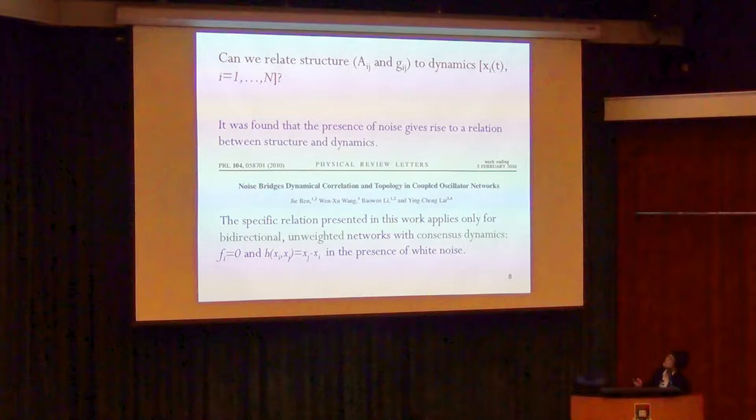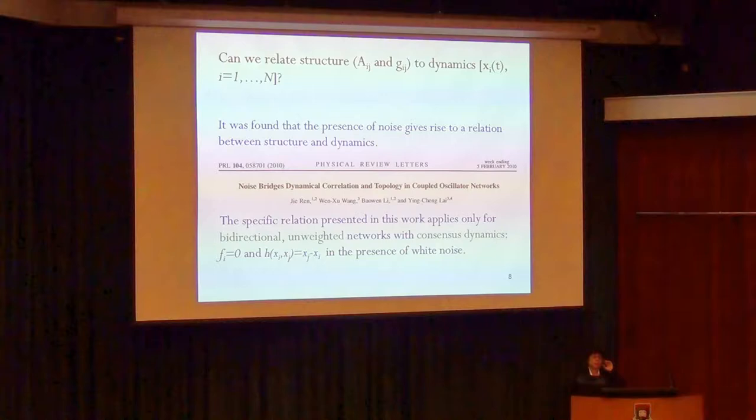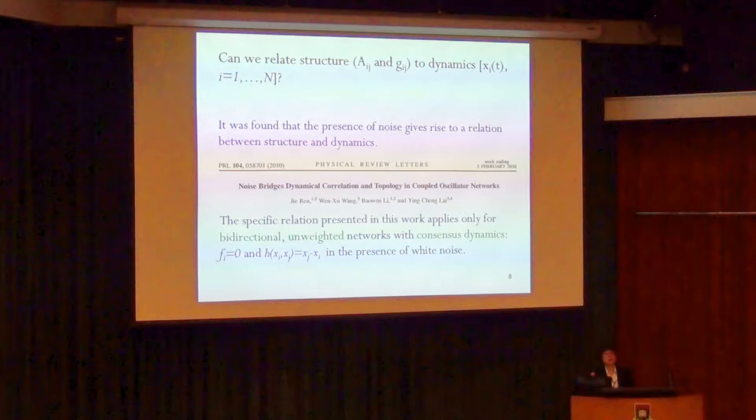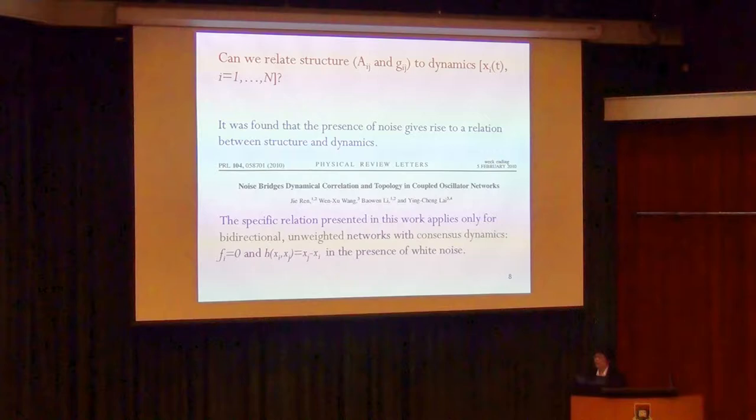So the first thing is, a few years back there was some work, and the surprise there is that people usually think that noise is a bad thing. We call it noise, it's disturbing our data, maybe messes things up. But it turns out that in this case, it has been shown that the presence of noise will actually help us, in the sense that it gives rise to some relation between the structure and dynamics. So this is the first work that is relevant to ours, the prior work, more than 8 years ago. In this work, they present a relation showing that in the presence of noise, you can get a relation between the measurements and the g_ij, a_ij.